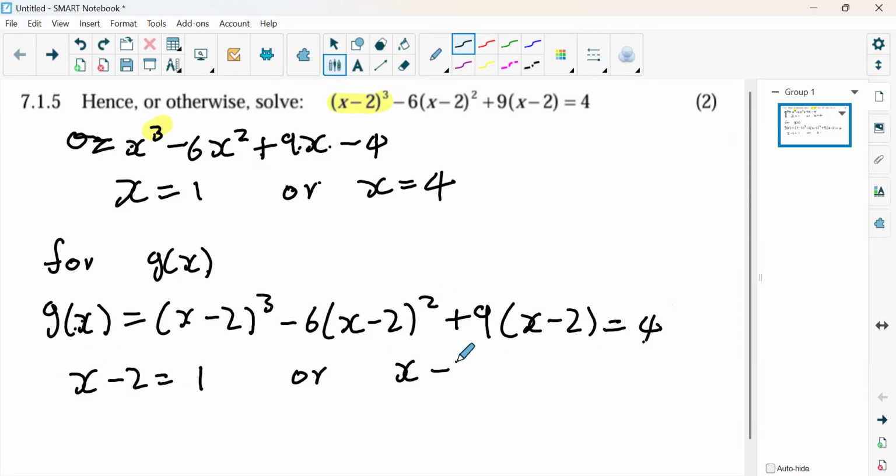Or if we transpose the 2, plus 4, it gives us what? It gives us 6. X is going to be equal to what? X is equal to 6. Okay, remember guys, hence or otherwise, it means good to use whatever it is that you've already done.